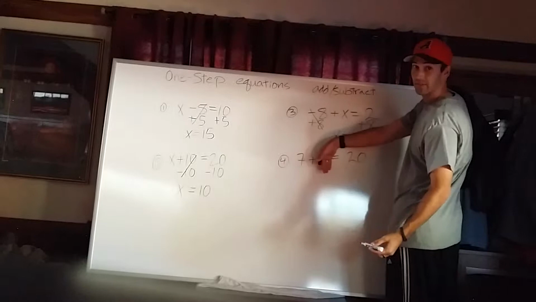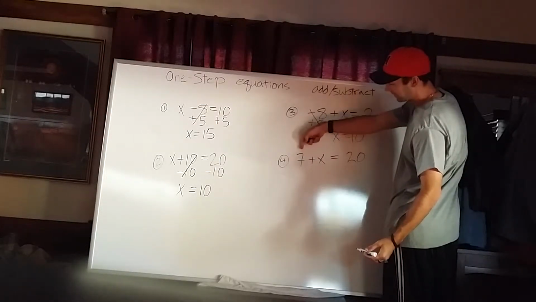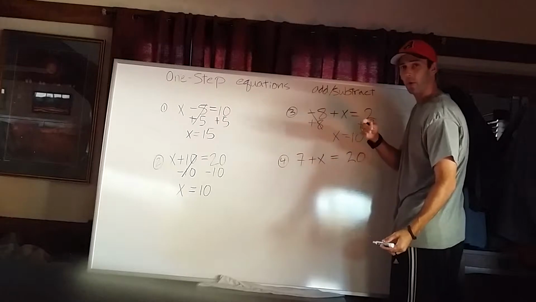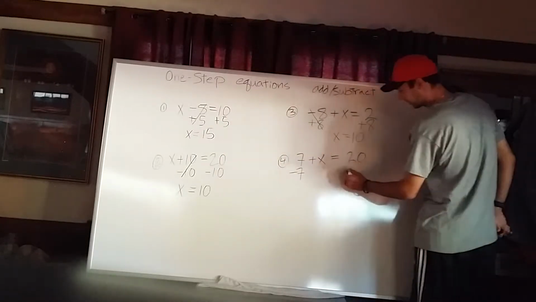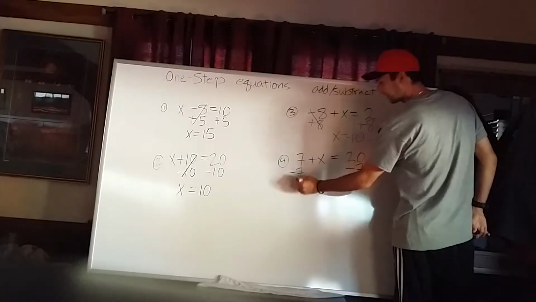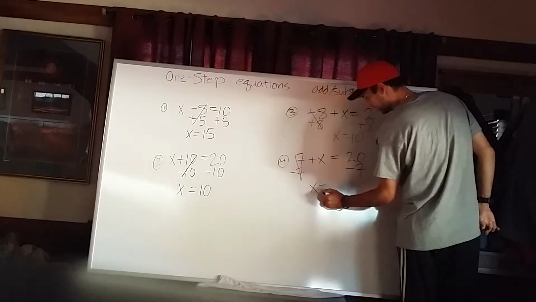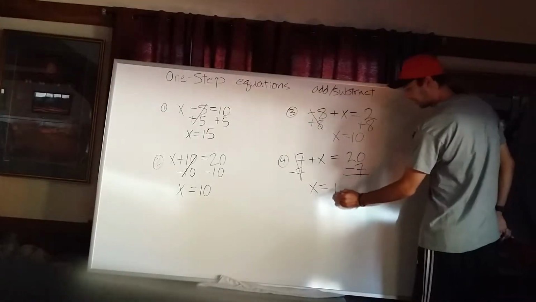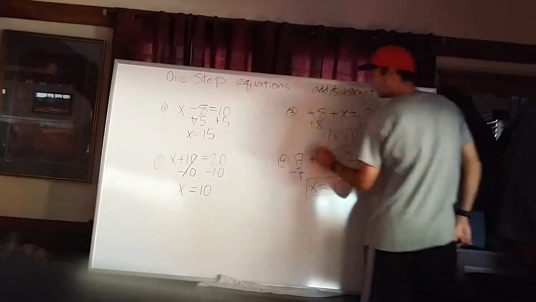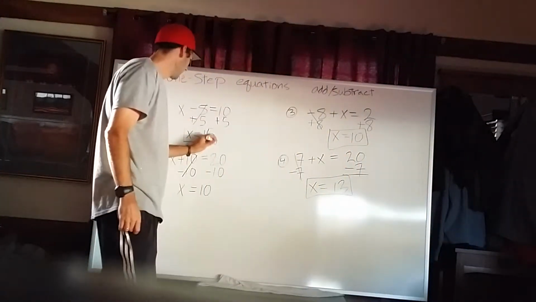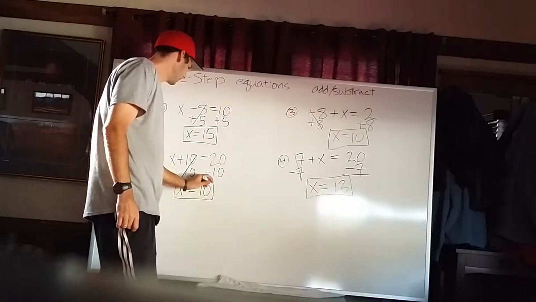Next, 7 plus x equals 20. We want to get our variable by itself by eliminating anything on the same side of it. And as we can see, this is a 7. A number with nothing in front of it always means a positive number. So 7 means positive 7, the opposite of a positive 7 is negative 7, or subtract 7. 7 minus 7 is 0, you guessed it, variable by itself. 20 minus 7 is 13. Our answer is x equals 13. This is a one-step equation using addition or subtraction.